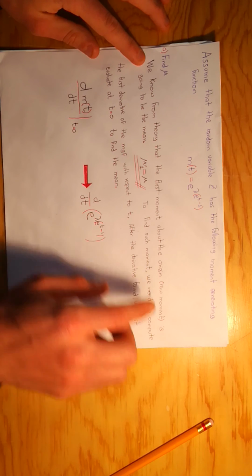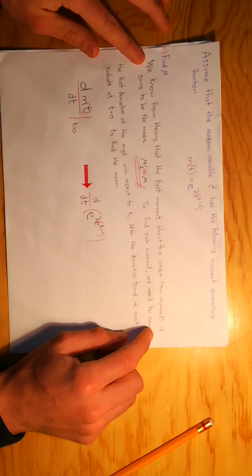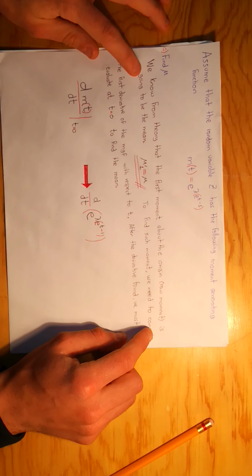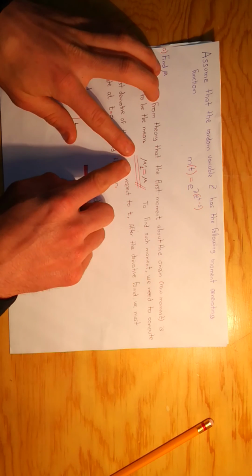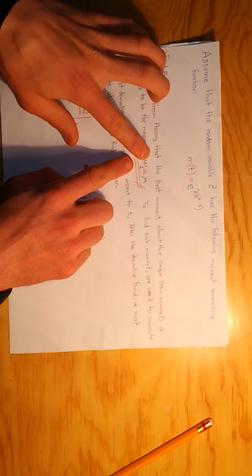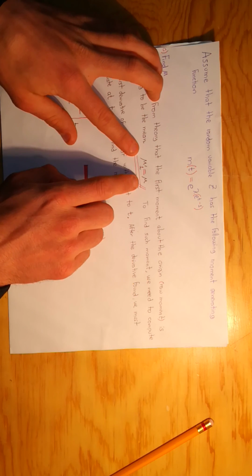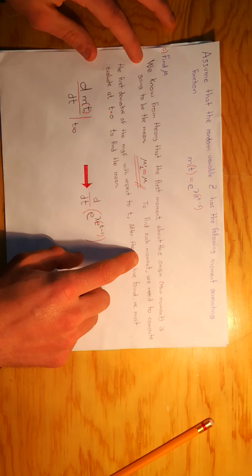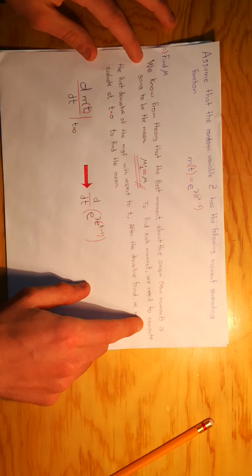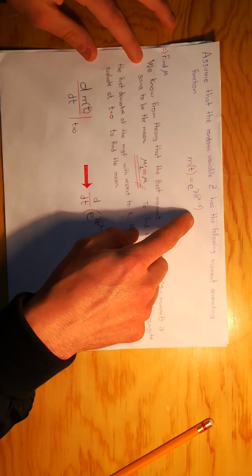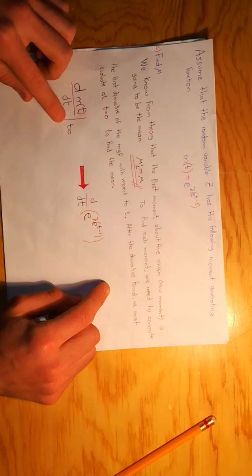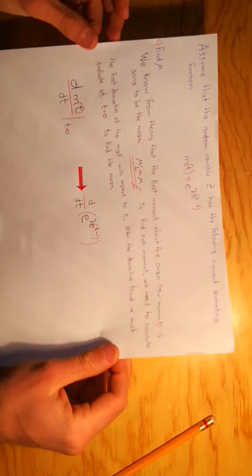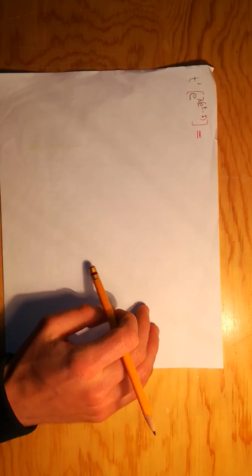So we know from theory that the first moment is going to be the mean, the first raw moment, which has the formula in here. The first raw moment is going to equal the mean. To find this moment, we need to find the derivative of the moment generating function and evaluate it when t equals 0. So let's differentiate.